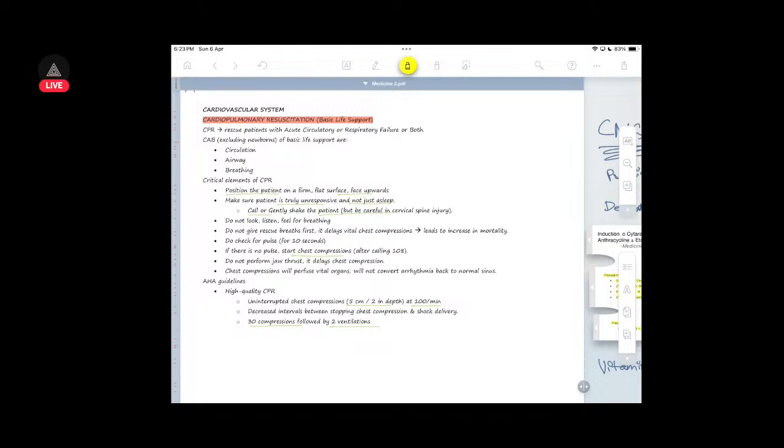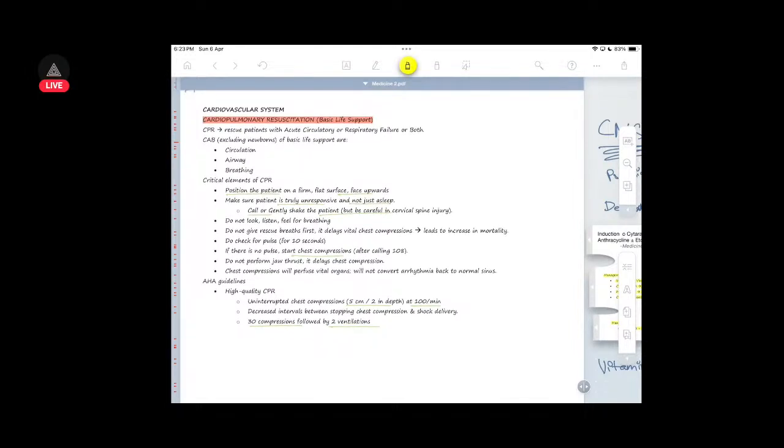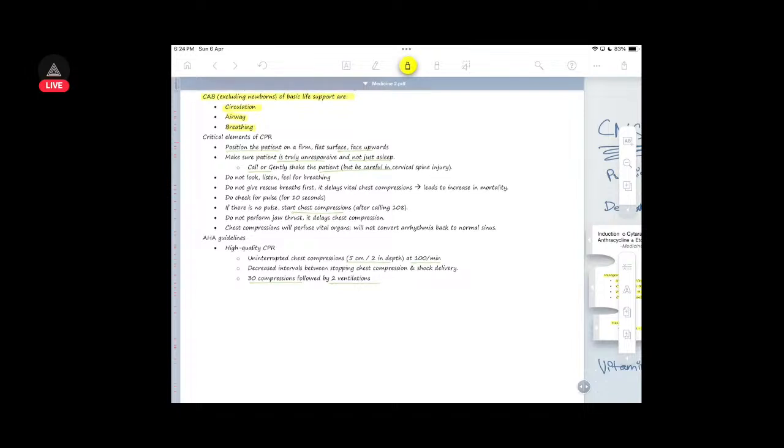So cardiopulmonary resuscitation. It is for a patient with acute pulmonary or respiratory failure or both. Excluding newborns, the basic steps are CAB: circulation, airway, breathing. Face the patient upward; if totally unresponsive, gently shake, then look and feel for breathing. Do not give rescue breaths first. It delays the vital chest compression and leads to an increase in mortality.